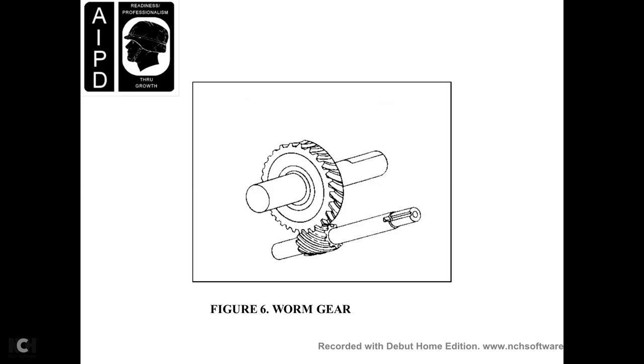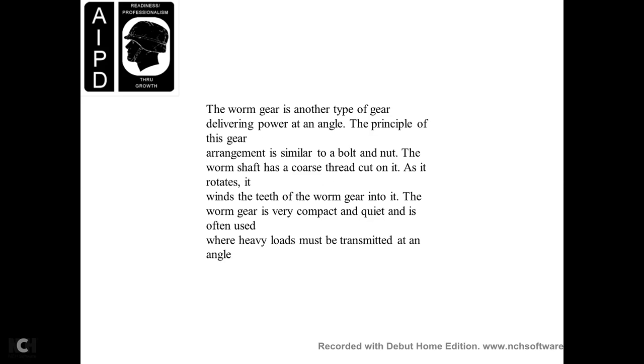Figure 6 is the worm gear. The worm gear is another type of gear for delivering power at an angle. Similar to a bolt, the worm shaft has a coarse thread cut on it, and as it rotates, it meshes with the teeth of the worm gear. The worm gear is very compact and is often used with a heavy load that must be transmitted at an angle.